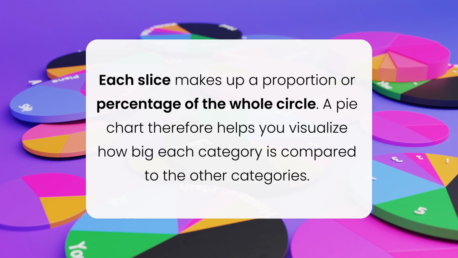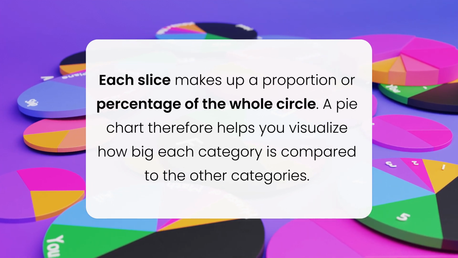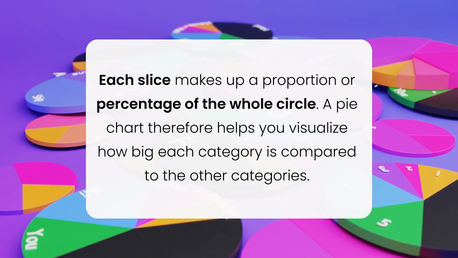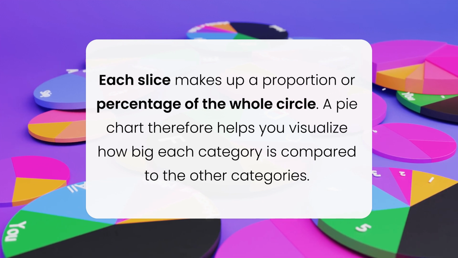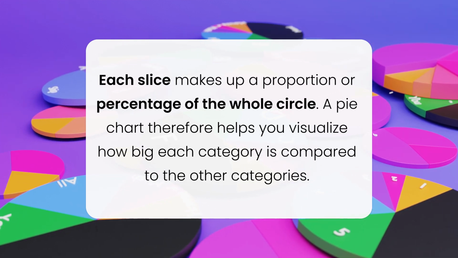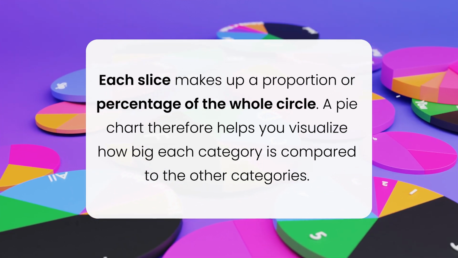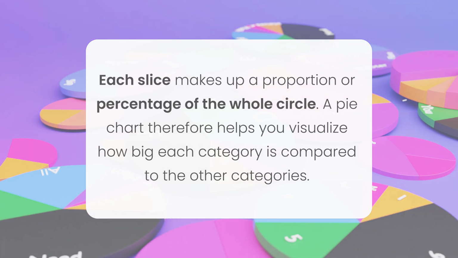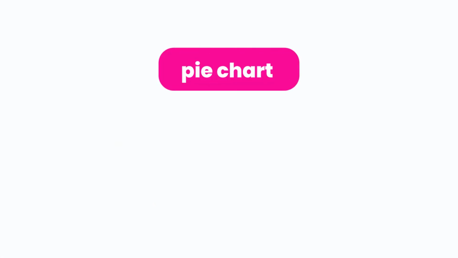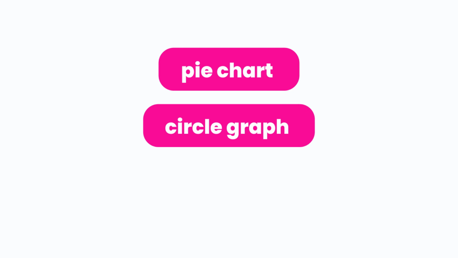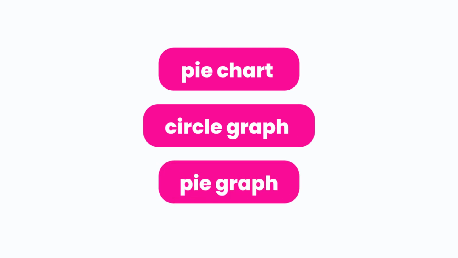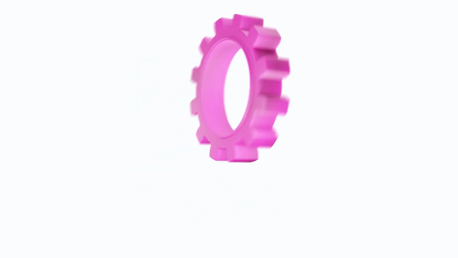Each slice makes up a proportion, or percentage, of the whole circle. A pie chart therefore helps you visualize how big each category is compared to the other categories. Some other names for a pie chart are circle graph or pie graph. Let's look at an example to understand this better.